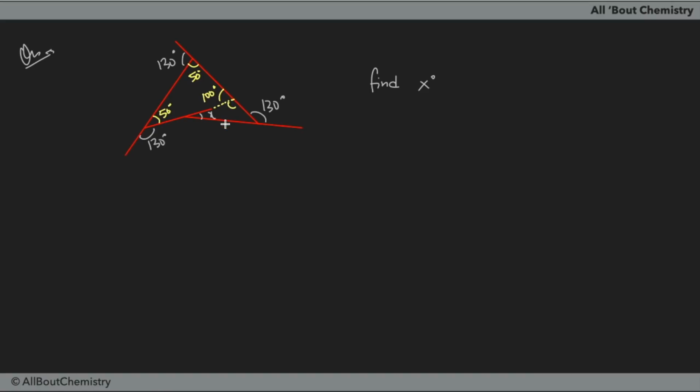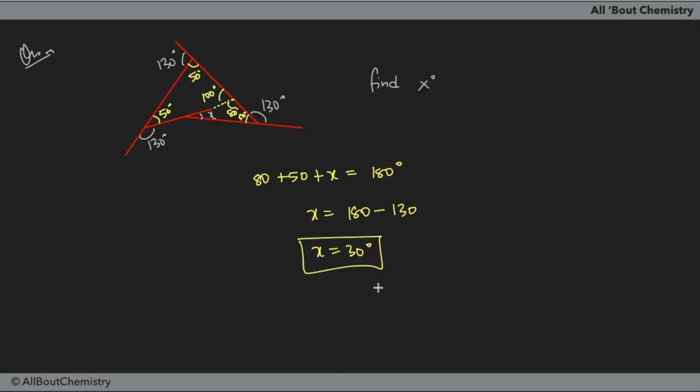Similarly, if you apply linear pair, this side the angle will be 80 degrees. This angle is 50 degrees, right? Because 130 and 50. So now this small triangle has 80 plus 50 plus x. This should be 180 degrees. So your x will be, 80 plus 50 is 130, so 180 minus 130, and x will become 30 degrees. So your answer for this question should be 30 degrees. Right? It was a very simple question actually.